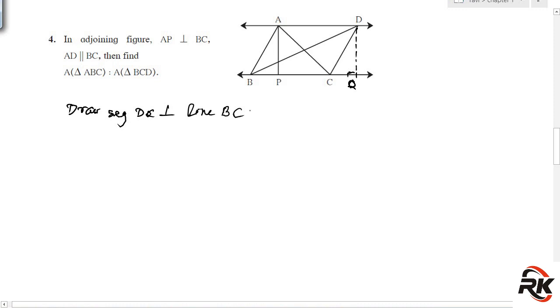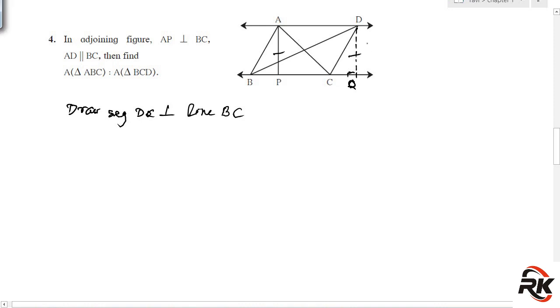Look, in triangle ABC, segment AP is the base. AP is perpendicular to side BC, means AP is the height and BC is the base. And in triangle BCD, BC is base and height is DQ, and AP and DQ are the perpendicular distance between two parallel lines, means AP and DQ are also congruent.